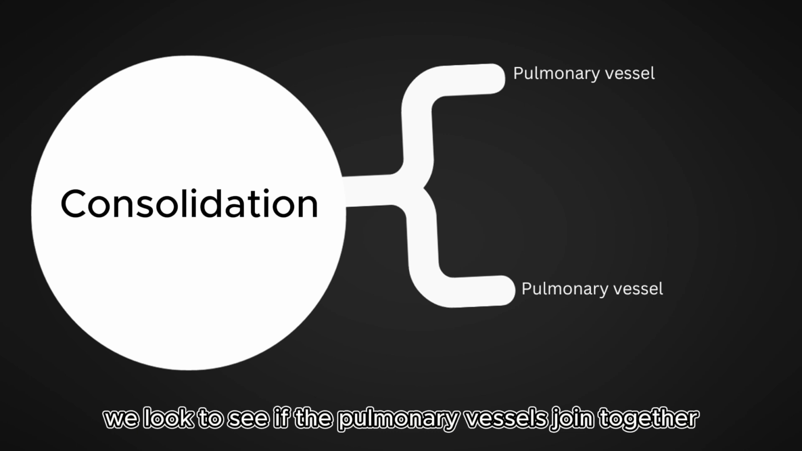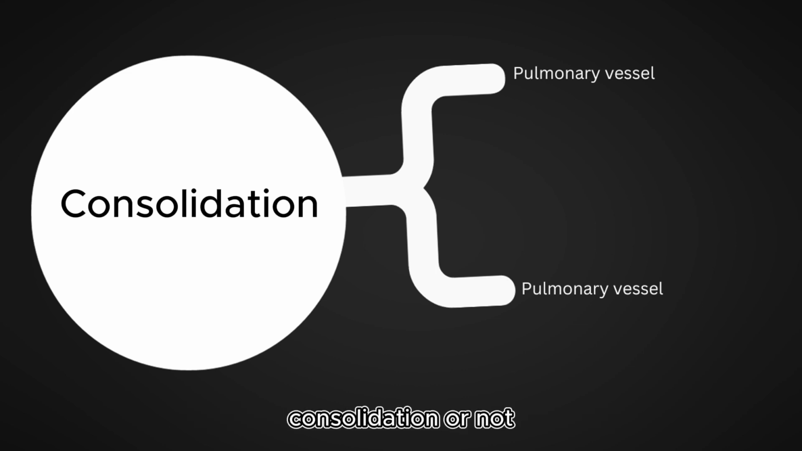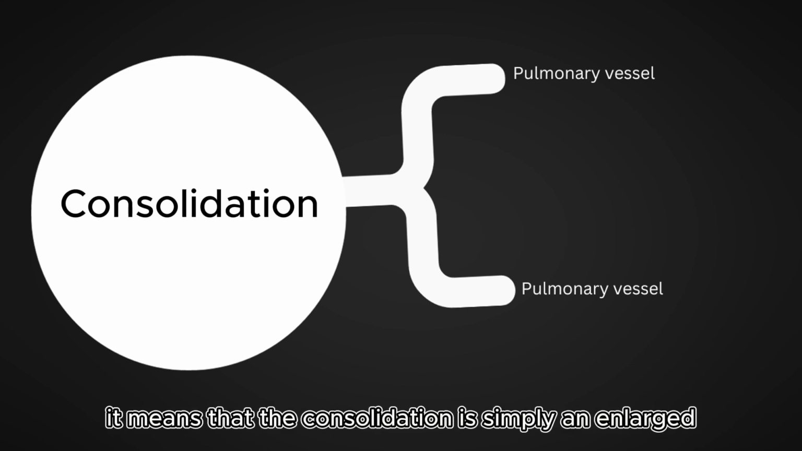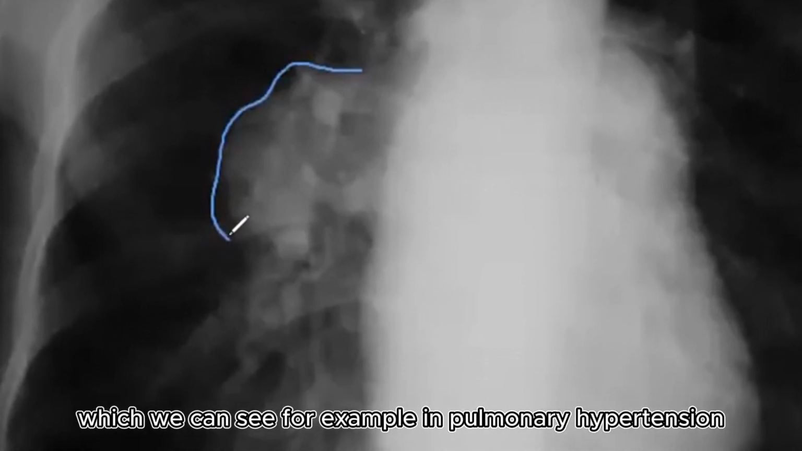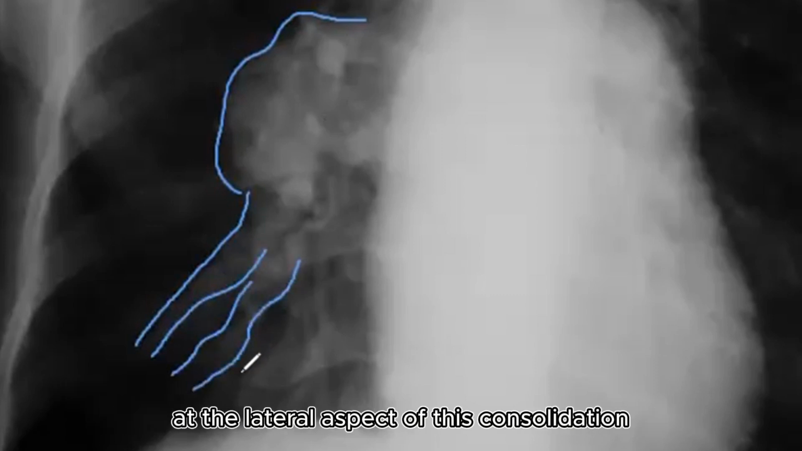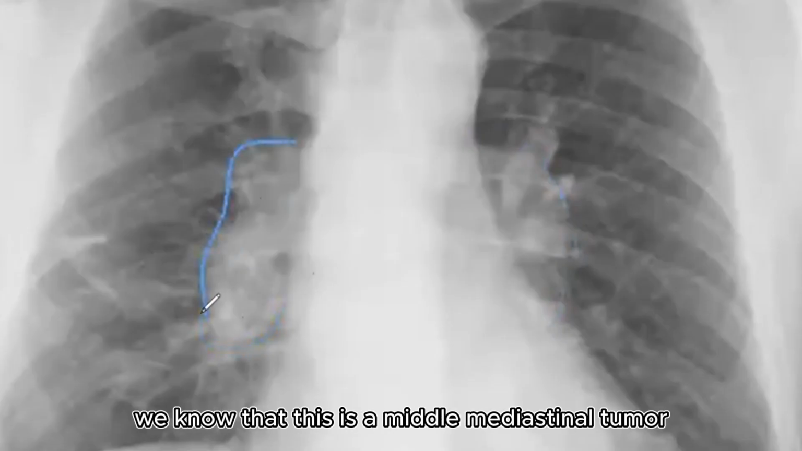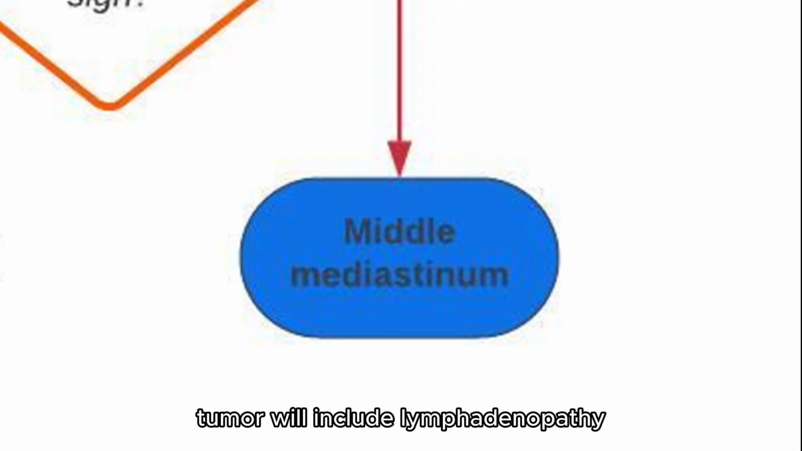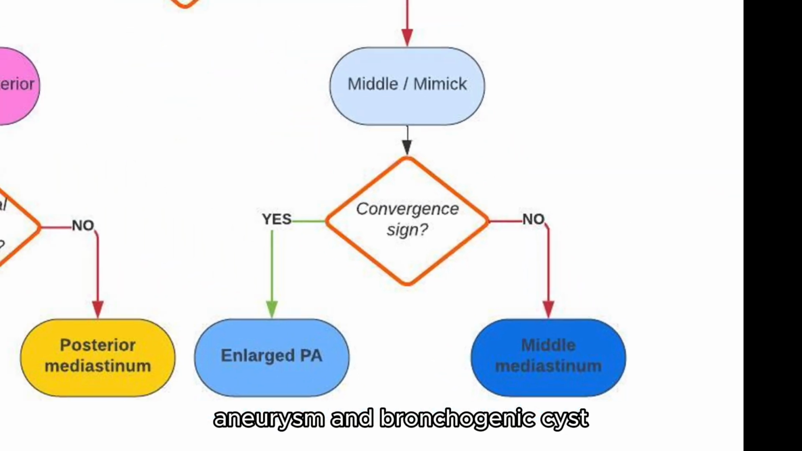With this sign, we look to see if the pulmonary vessels join together, that is, converge together towards this consolidation or not. If the vessels converge towards the consolidation, it means that the consolidation is simply an enlarged pulmonary artery, which we can see, for example, in pulmonary hypertension. Here we can see that all the pulmonary vessels seem to converge together at the lateral aspect of this consolidation. So this is a positive sign. However, if they do not converge, we know that this is a middle mediastinal tumor. Differentials for a middle mediastinal tumor will include lymphadenopathy, ascending aortic or aortic arch aneurysm, and bronchogenic cyst.